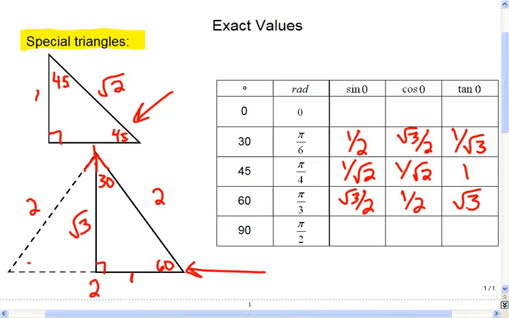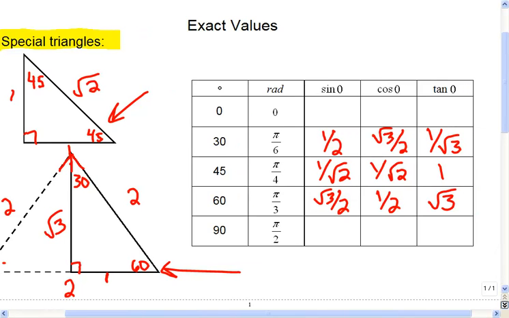For 0 and 90 degrees, I've only given you one other strategy. What's the other strategy we've been able to solve for exact values so far? Unit circle. Okay, so let's take a look on the unit circle at 0 and 90 degrees and see what we can come up with. Here's 90 degrees, here's 0 degrees, so let's label them.